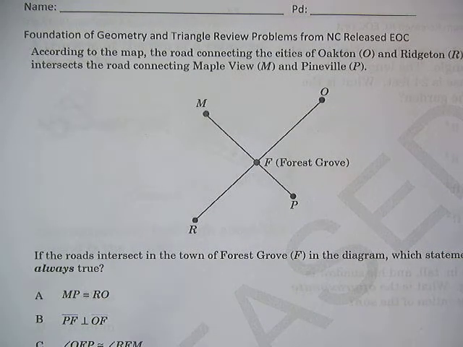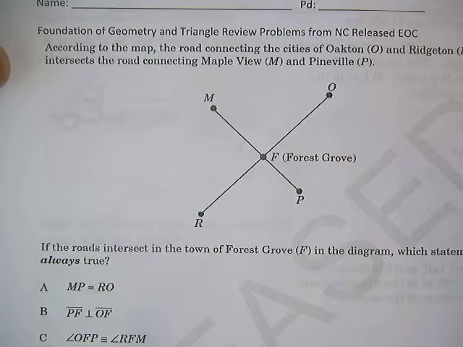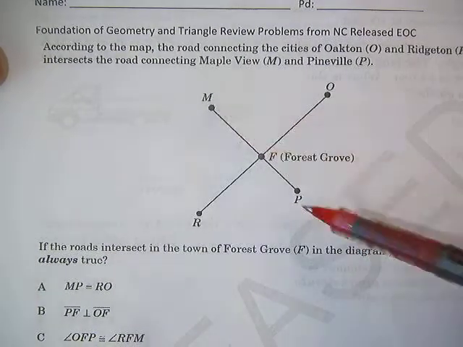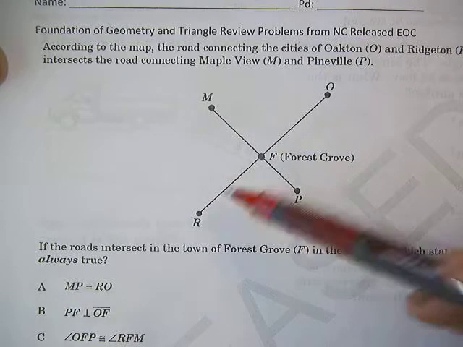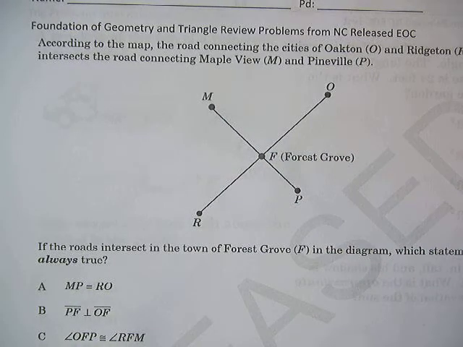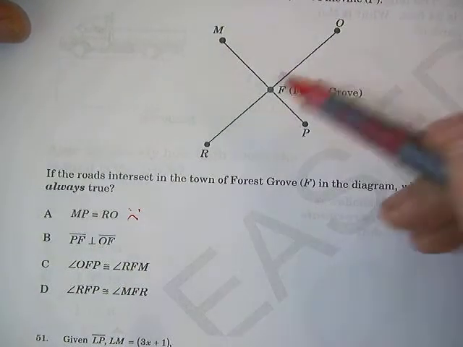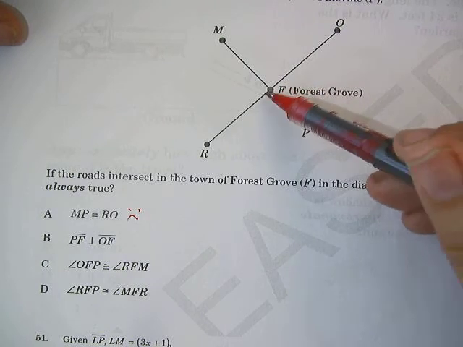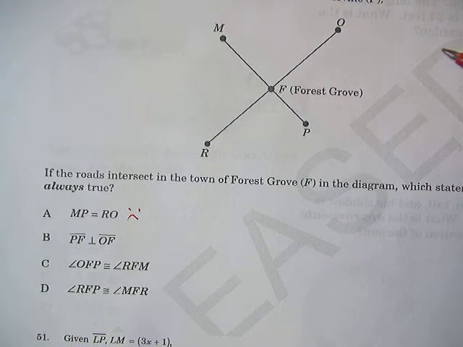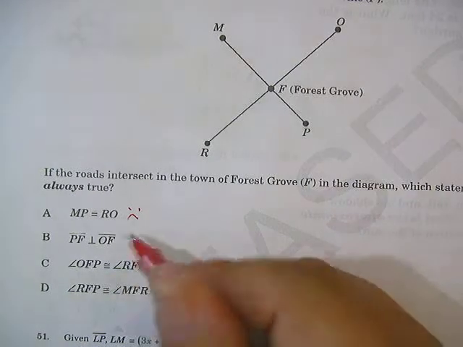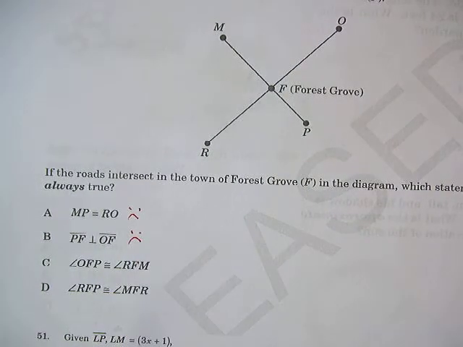Well, when I first look at this one, I'm like, there's not a lot of information. I don't know any angles. I don't know if anything's perpendicular or bisects each other. So let's just go through the choices and see what they say. MP is equal to RO. I have no idea of knowing if these towns are the same distance. I don't like this one. Bad answer, I think. PF is perpendicular to OF. Really tempting. It looks like it, but I don't think so. I don't know that for sure.